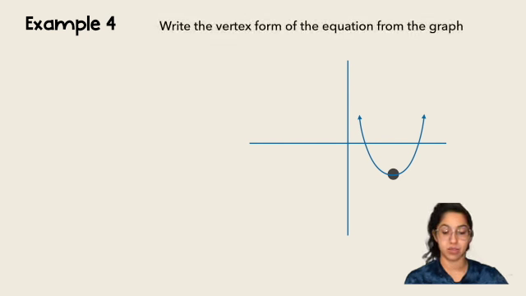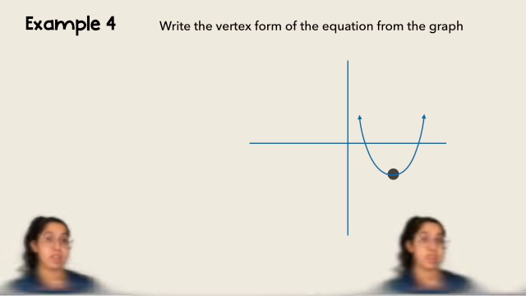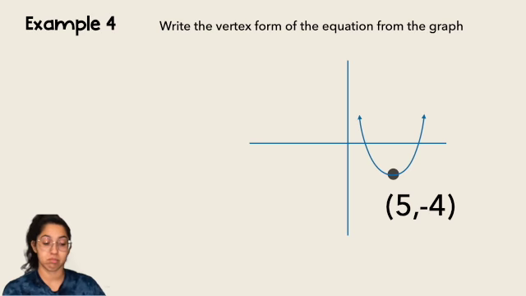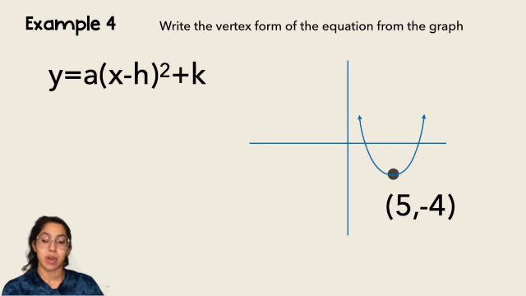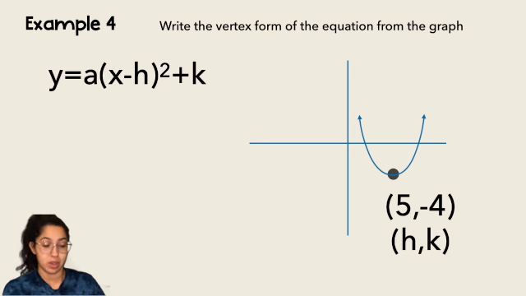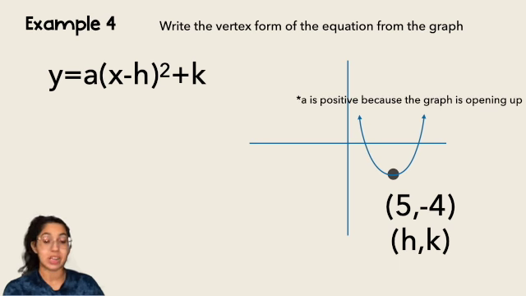I want to write the vertex form of the equation from the graph. So first thing I need to do is take my vertex, which is 5, negative 4. It'll be easier to tell on an actual graph. This was just kind of a sketch of a graph. So y equals a(x minus h) squared plus k is my formula that I'm plugging into. This is h and k. So I just want to reiterate that a is positive because the graph is opening up. Also remember a is 1 because for this lesson, we really just want when a is 1.